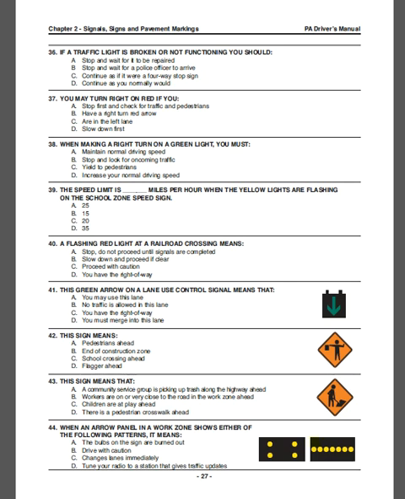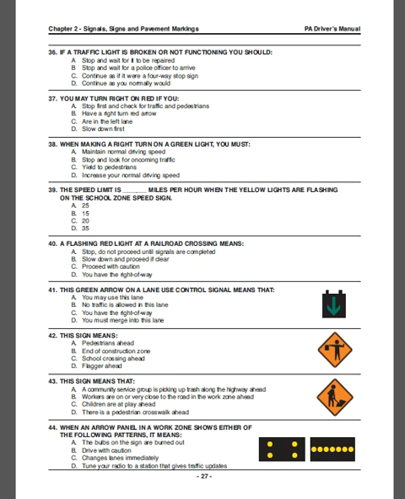42. This sign means A. Pedestrians ahead. B. End of construction zone. C. School crossing ahead. D. Flagger ahead. The answer is letter D. This sign indicates a flagger is ahead and you should be prepared to stop.